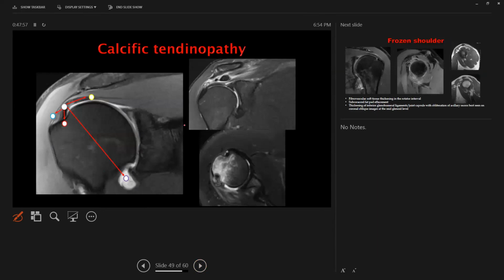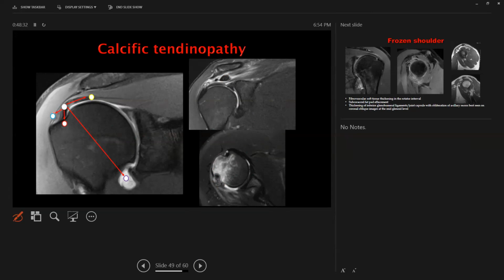So this is just an example showing calcific tendinopathy within the musculotendinous junction of the supraspinatus tendon. And this is another patient showing a calcific tendinopathy of the infraspinatus, which is invading the bone, and there is a lot of bone marrow edema. So this picture is just to show what can happen to calcific tendinopathy. There is calcific tendinopathy within the tendon.